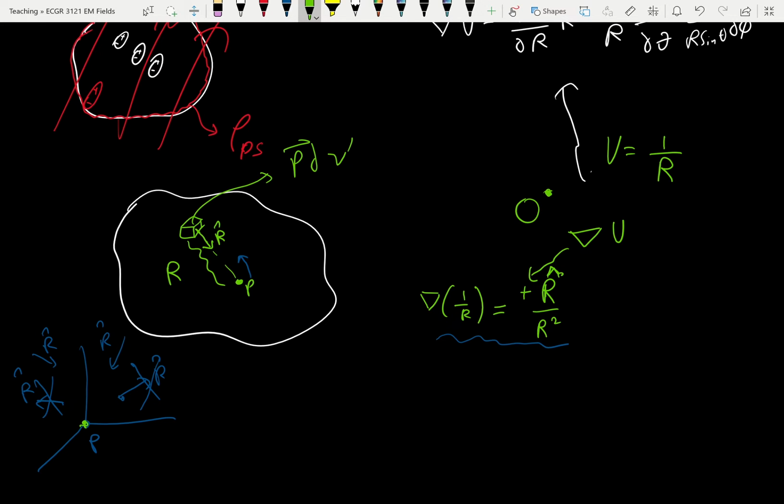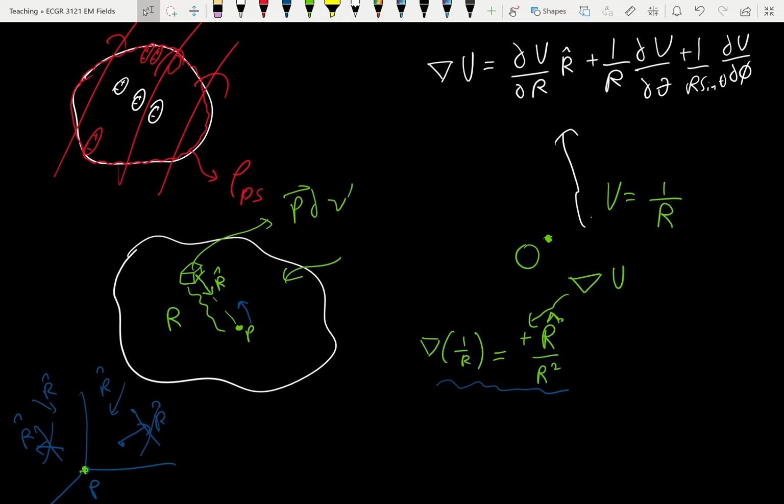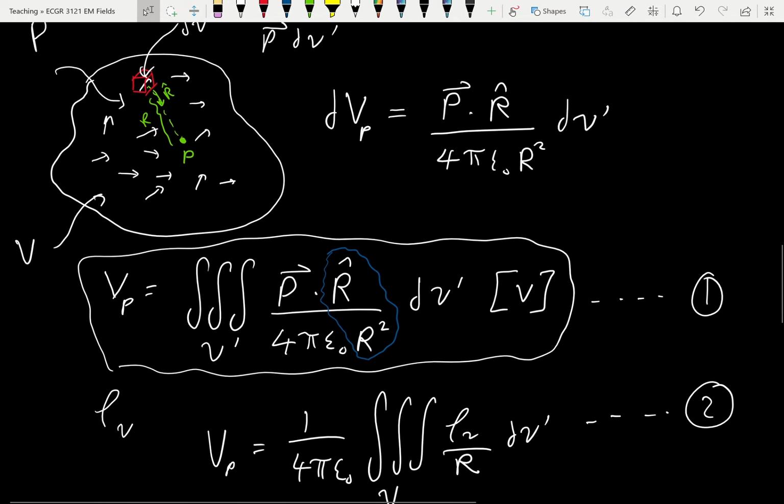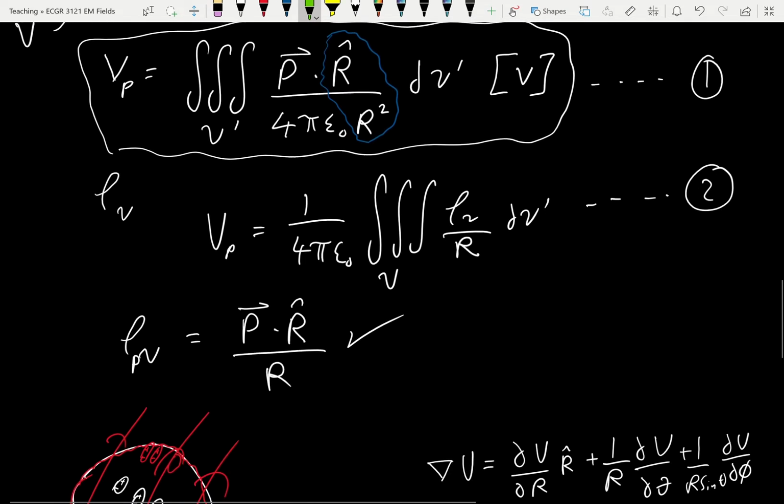But the way this problem is framed, because we're finding the voltage at point P, R hat is always pointing towards the point. So the R hat in the gradient should be the negative of the original R hat. That's why we get a plus instead of a minus. The reason I'm saying that is because now I want to rewrite this, but instead of what you would expect, minus gradient 1 over R, no, that's not correct. You need to put gradient 1 over R. So let's rewrite this and put the gradient.